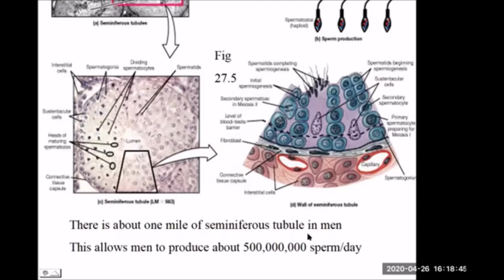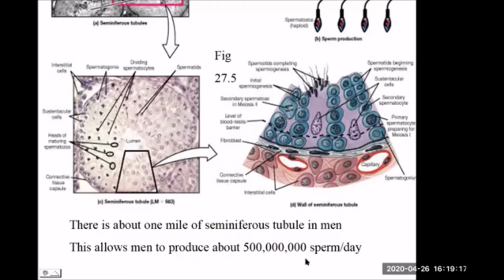So starting at puberty, once the male reaches puberty, the stem cells, they begin now to differentiate, and all along the length of the seminiferous tubules, this now leads to sperm production. At first, it starts slowly, but over time, as a male matures and ages, it increases. An adult man can produce about 500 million sperm cells on a daily basis.